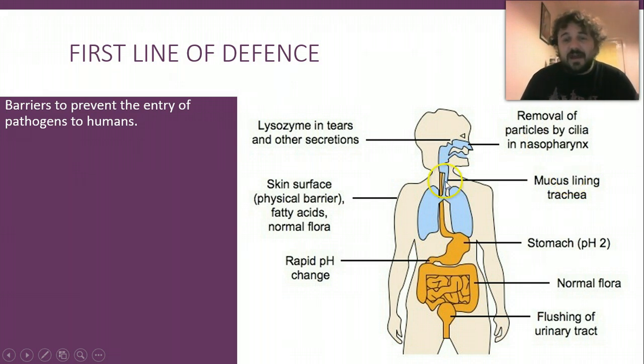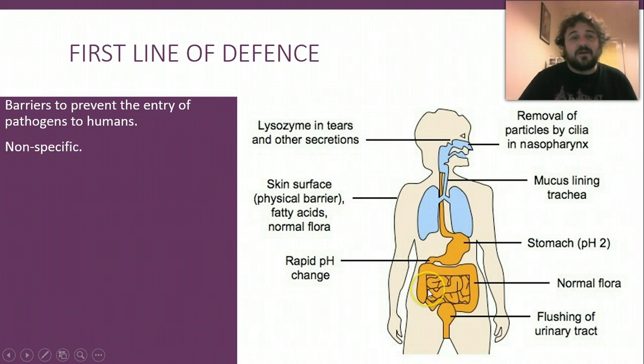We've got skin, which acts as a barrier, as well as acid on our skin, which acts as a chemical barrier. We've got a rapid pH change, so it goes from really low pH, acid in the stomach, to a high pH here. So if you eat a bacteria that likes a good acid, by the time it hits your duodenum, it's going to die anyway. Generally, you've got normal flora. Flora in this case means bacteria. So you've got normal bacteria that lives in your stomach, and your urinary tract is flushed out with urine constantly.